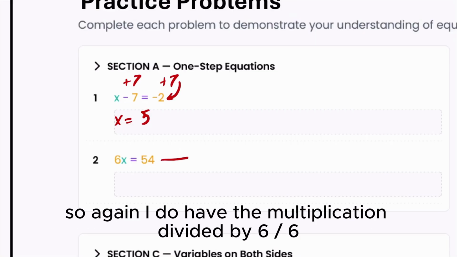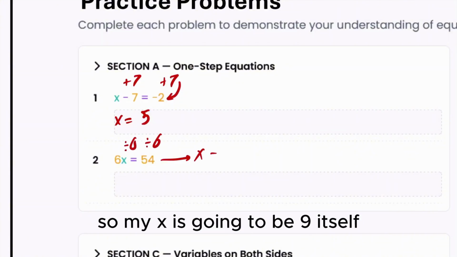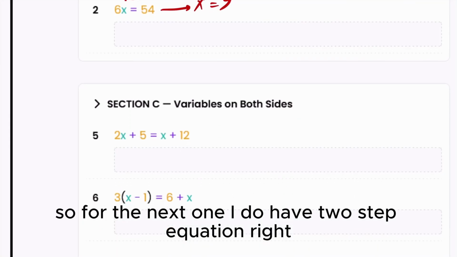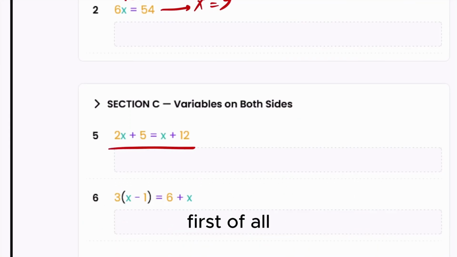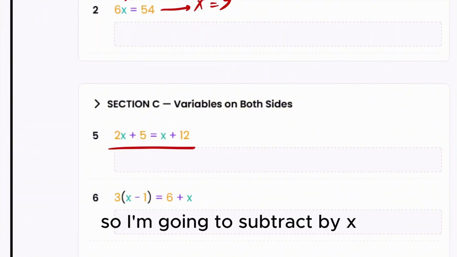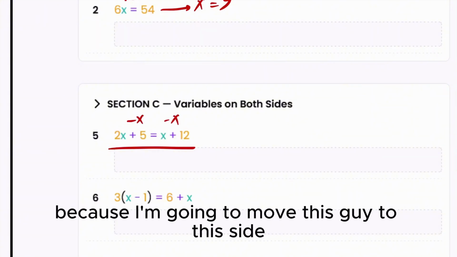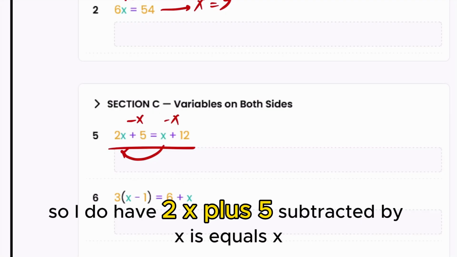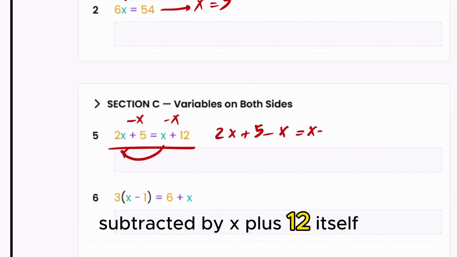So again, I do have the multiplication, divided by 6. So my x is going to be 9 itself. So for the next one, I do have a two-step equation, right? First of all, I have to make sure all of my x's are on one side. So I'm going to subtract x, because I'm going to move this guy to this side. So I do have 2x plus 5 subtracted by x is equal to x subtracted by x plus 12 itself.